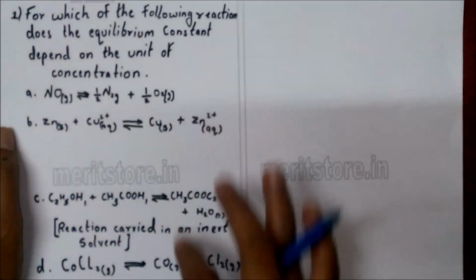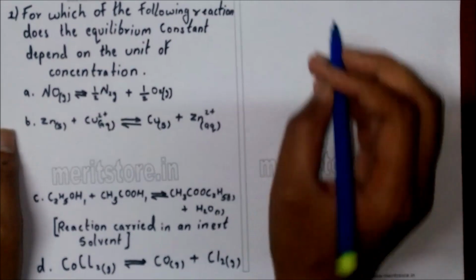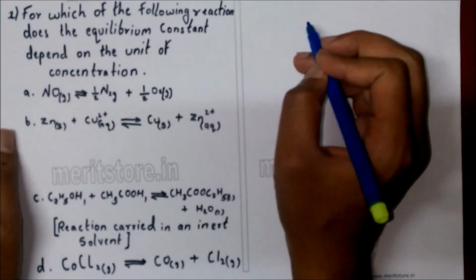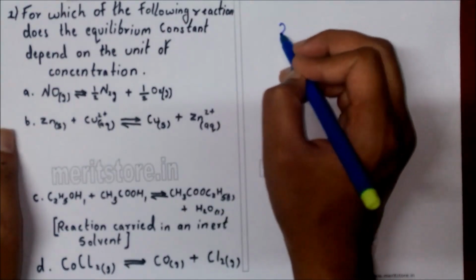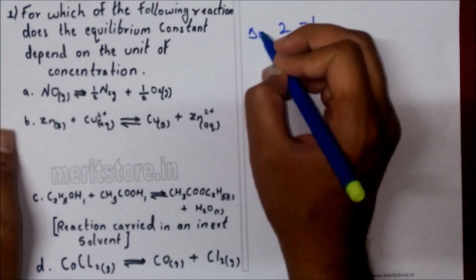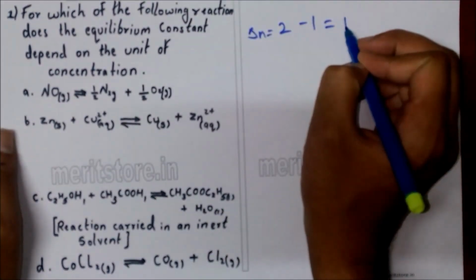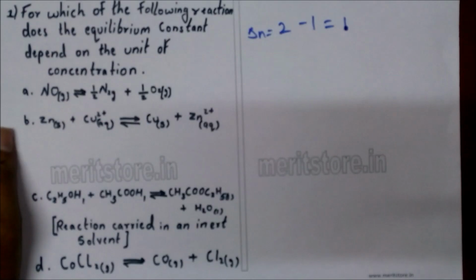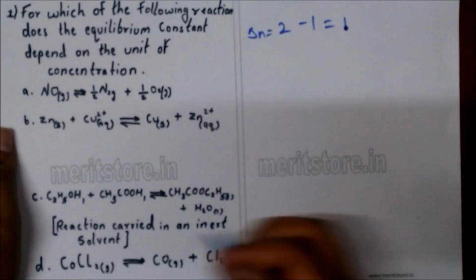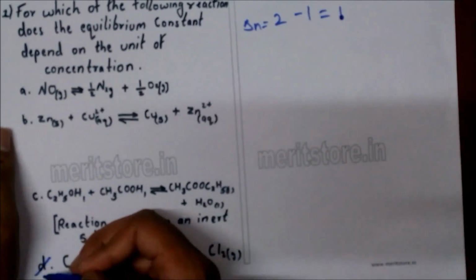For which of the following reactions does the equilibrium constant depend on the unit of concentration? Of all the reactions, in reaction D, the change in number of moles is the total coefficients of products minus reactants, which is 2 minus 1, so delta n is equal to 1. So in reaction D, delta n is 1, so the equilibrium constant depends on the unit of concentration. Option D is the correct answer.